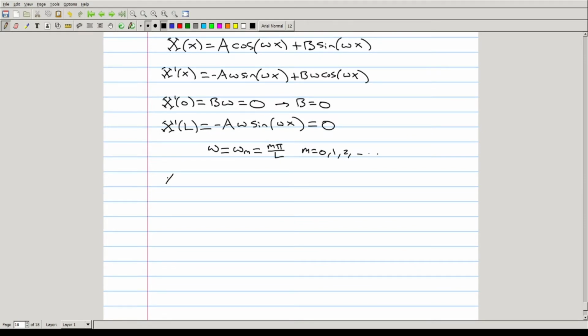And so our general solution for x is equal to a m times cosine of m pi over L times x, for m equals 0, 1, 2, so on and so forth.